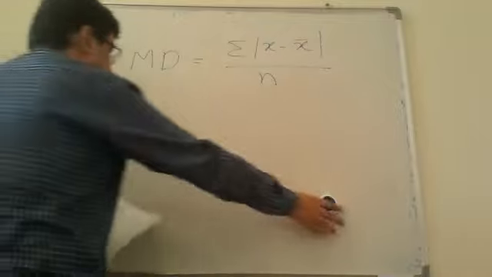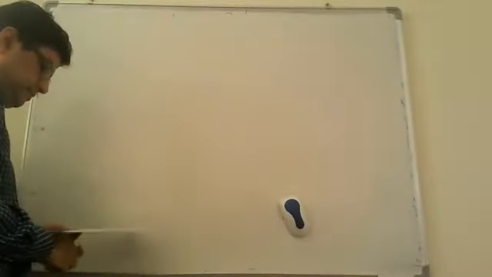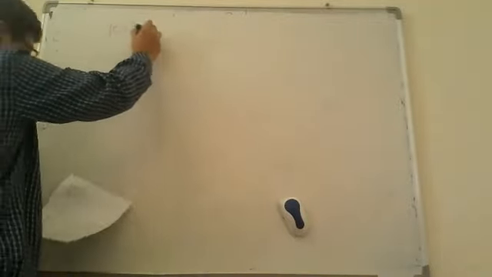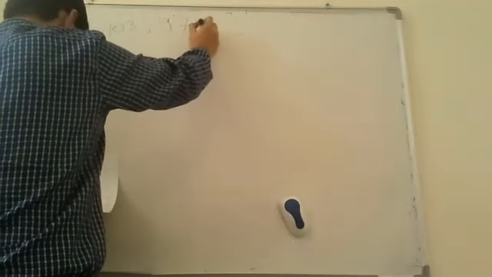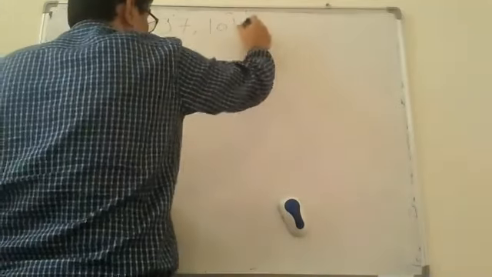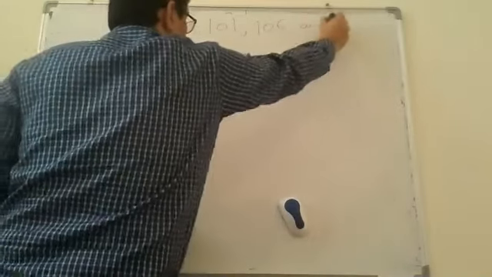So for example, we have five numbers: 103, 97, 101, 106, and 103.